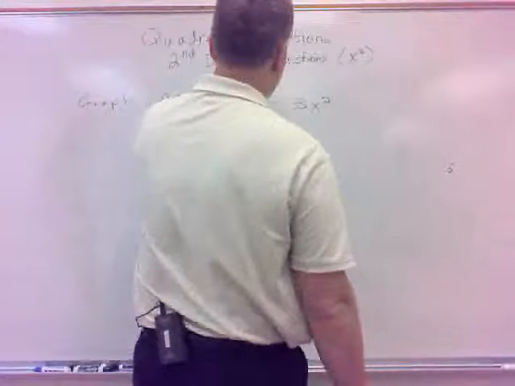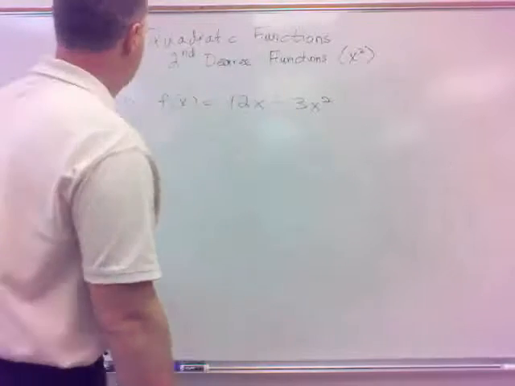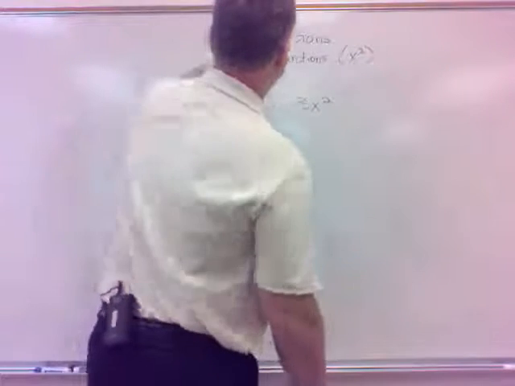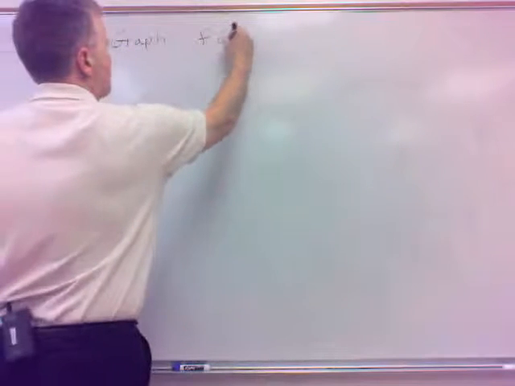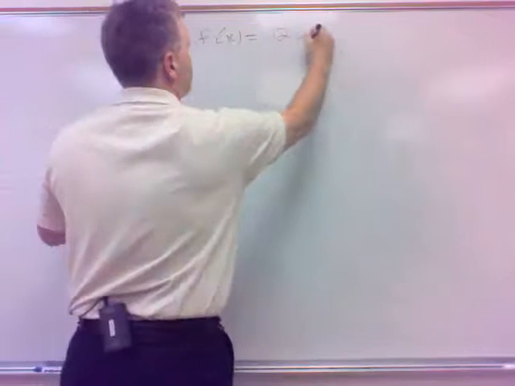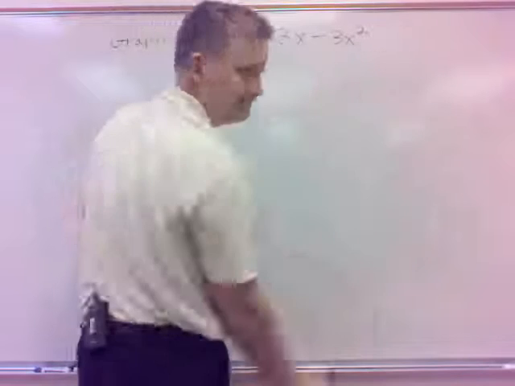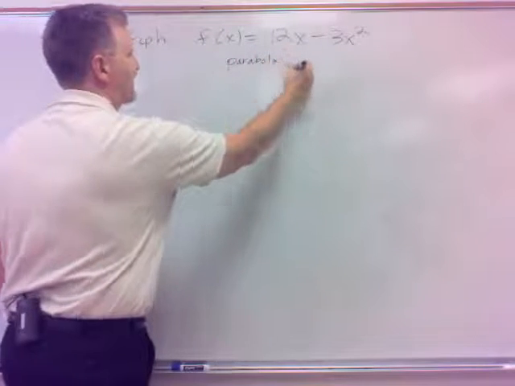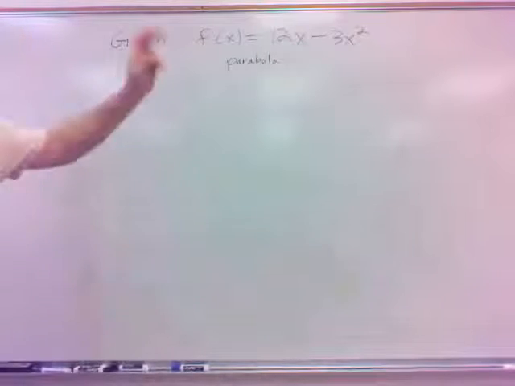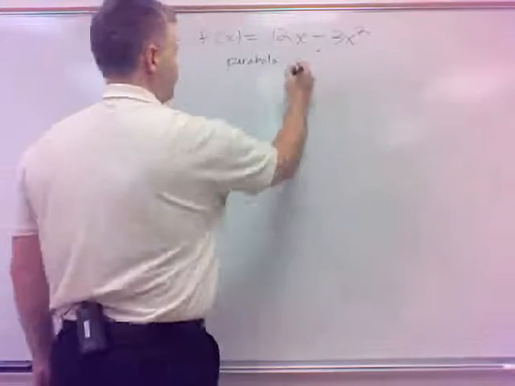Make a couple quick points about this one. I'll tell you what, I'll move it up. f of x equals 12x minus 3x squared, I said. All right. This one a parabola? Yeah. That's all we're talking about today, but I know it's a parabola because it's an x squared equation.